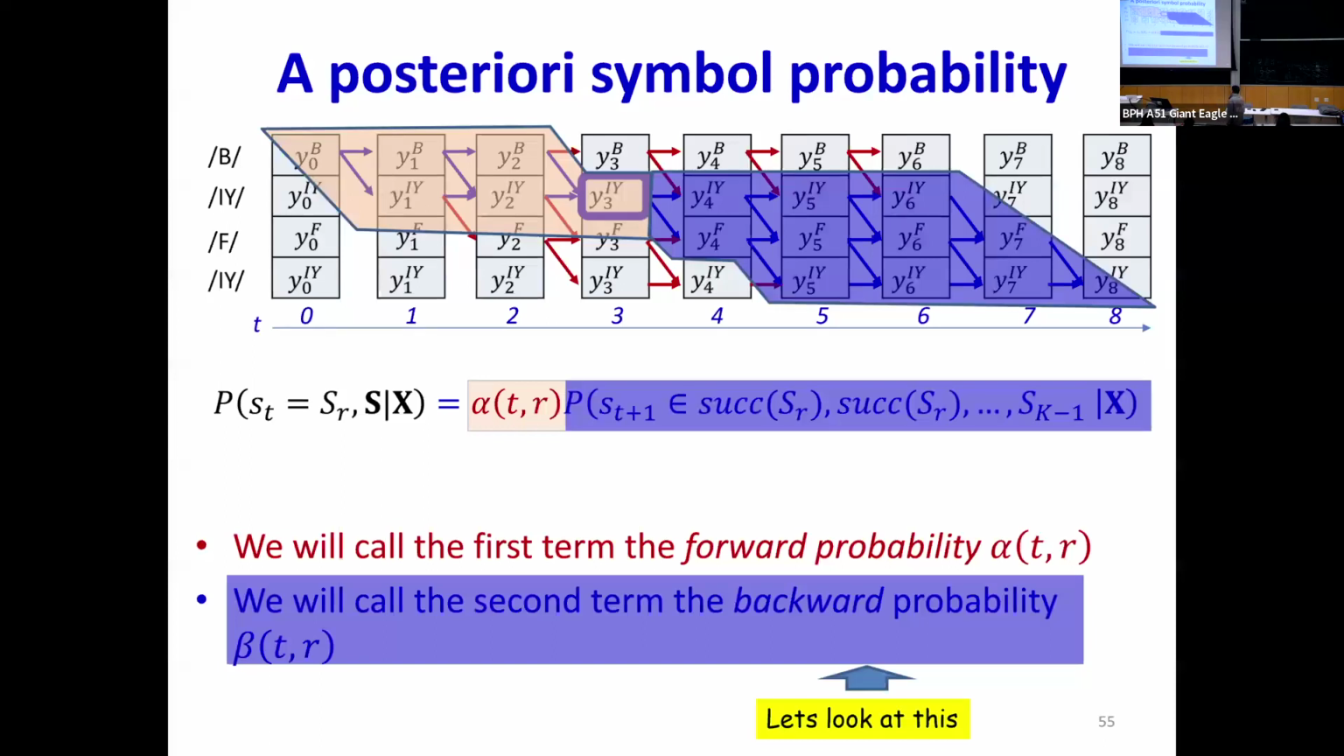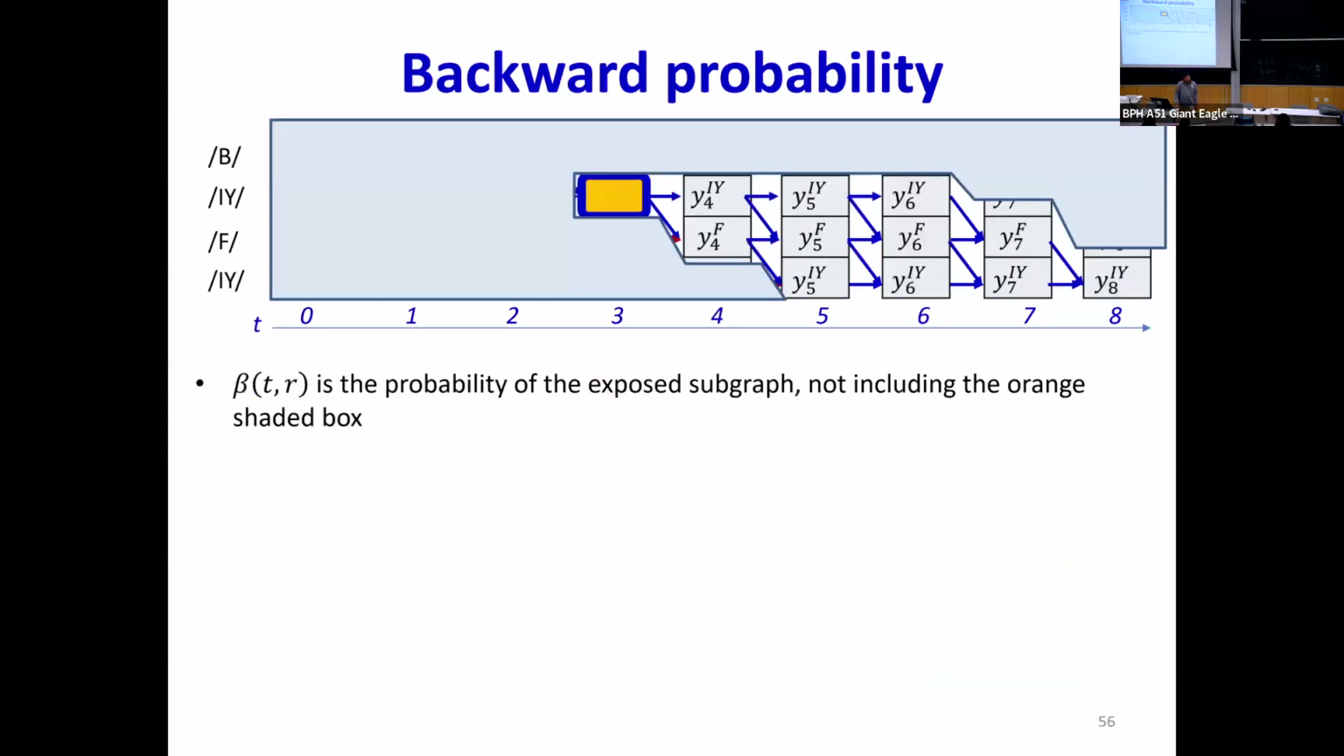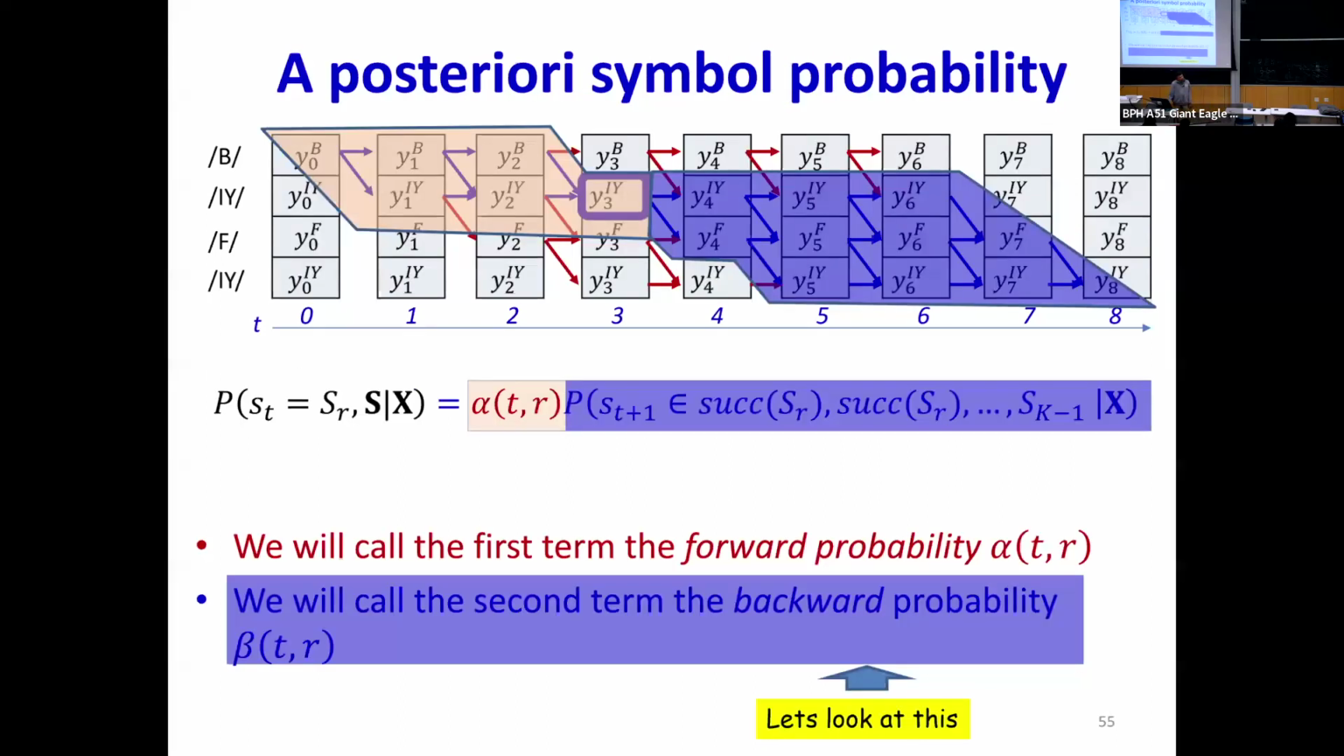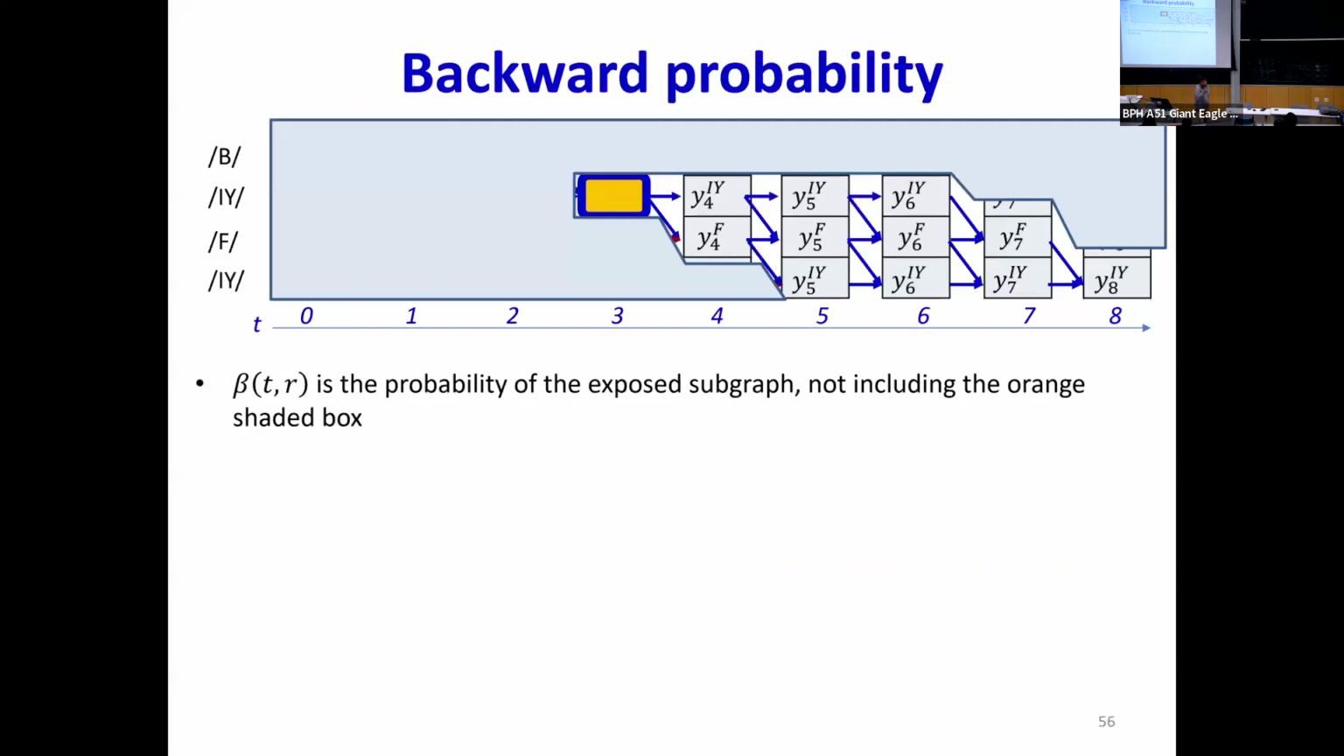But then let me do it slightly differently. Let me start at the end and work my way backwards. So this is the probability of the blue subgraph. It excludes the orange node because the blue subgraph, as you saw over here, doesn't actually have that orange node, right? It's the probability of the subgraph starting from the orange node, but not including the orange node. But just for convenience sake, this is what I'm going to call beta TR. Beta TR is the probability of the subgraph starting from the TRth node, but not including the TRth node. Okay.